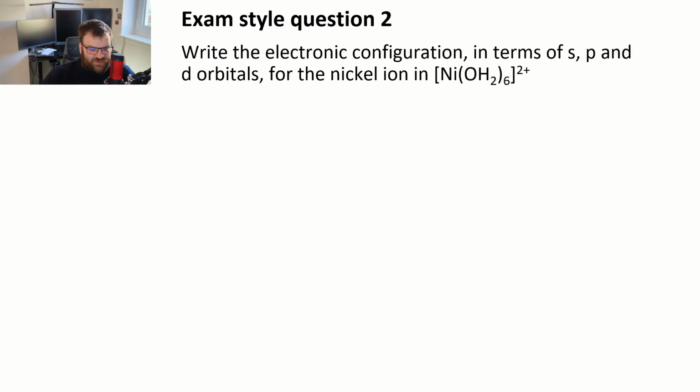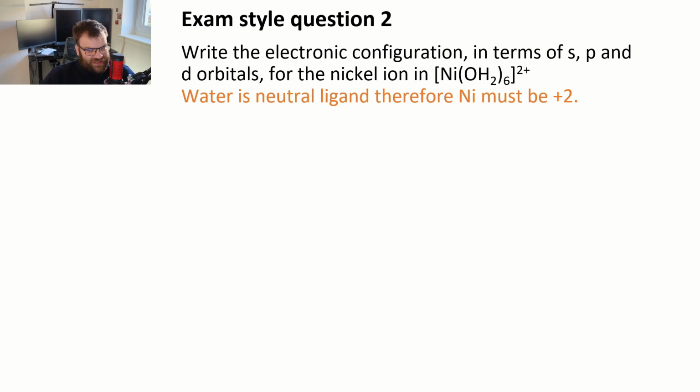Moving on to the next one here, they are asking you for the arrangement of s, p and d orbitals for nickel in this complex. First thing I would do is look and see about the ligands. Water is a neutral ligand. That means that the 2+ outside the square brackets must have come from the nickel. So we have nickel 2+. Nickel has 28 electrons.